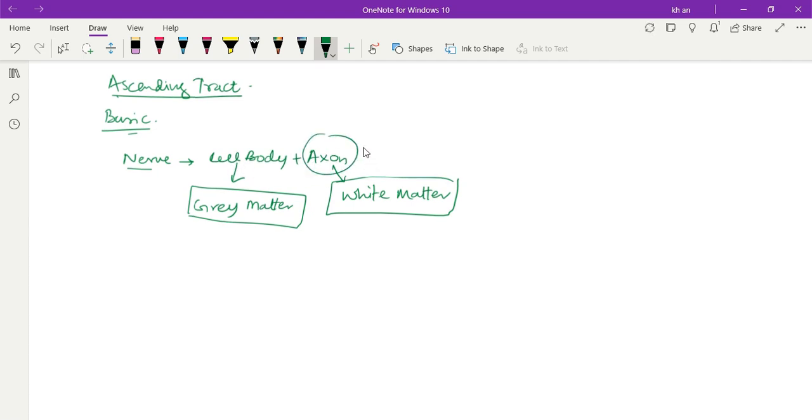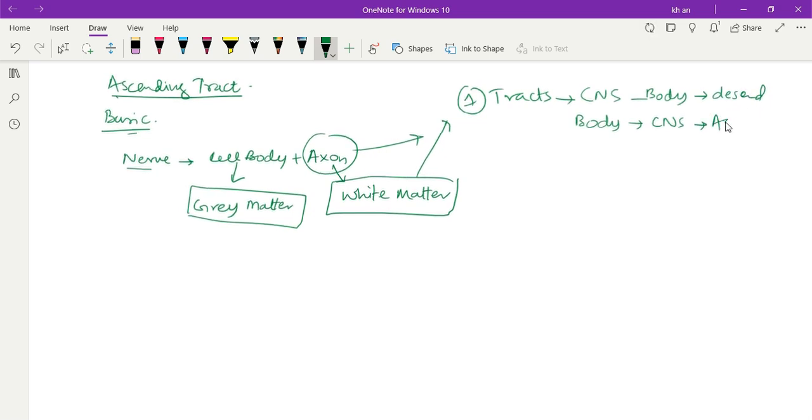Now today we will be talking about the axons. Axons are present in three things. First one is the tracts. Tracts basically convey information from the CNS to the body, which is motor, and from the body to the CNS, which is sensory. So it could be either descending tracts or ascending tracts. Both of them are made from axons.